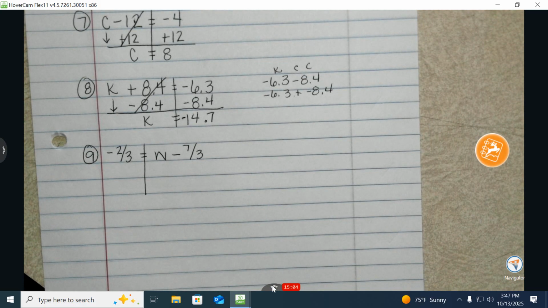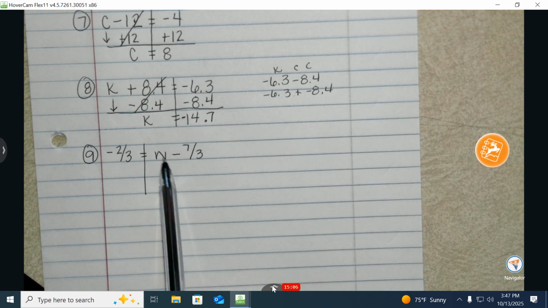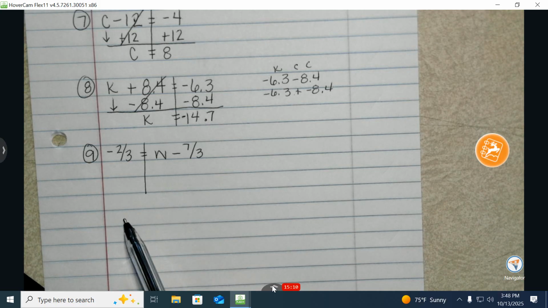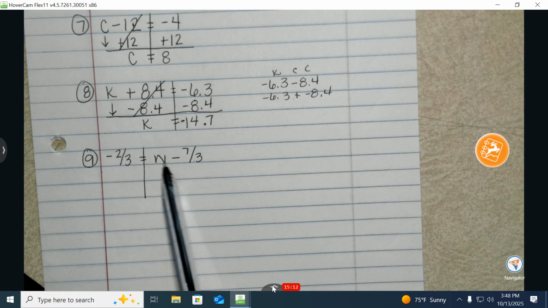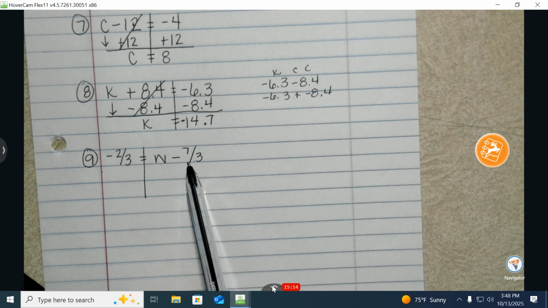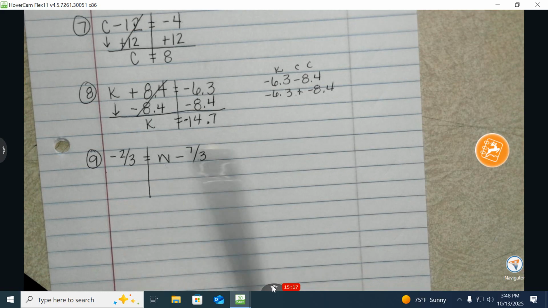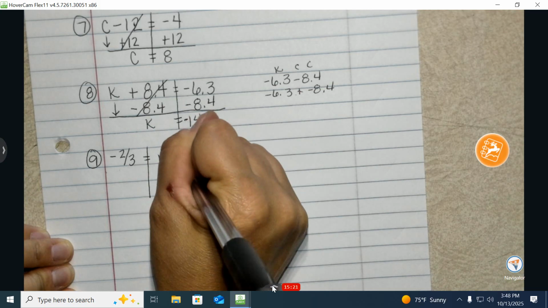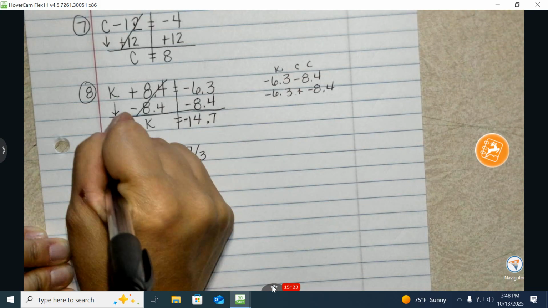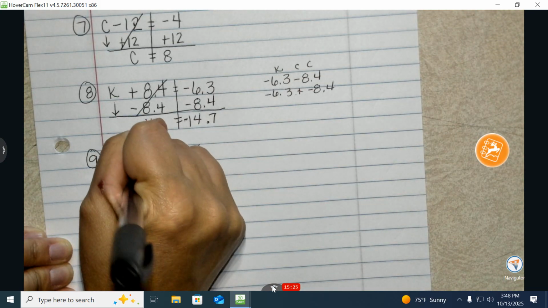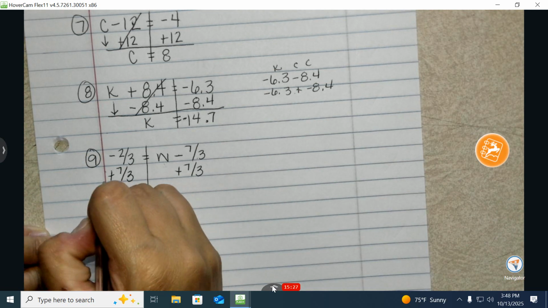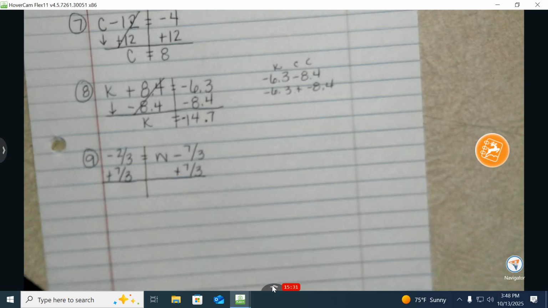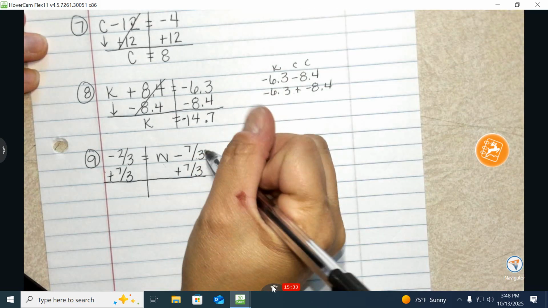All right, number 9. It looked different because the variable is on the right-hand side instead of the left, but it is still the exact same process. You're going to move everything away from the variable. So since it's on this side, we're going to move it to the other side. So instead of subtracting 7 over 3, we're going to add 7 over 3. And again, it doesn't matter which side the variable's on. Typically, you see it on the left-hand side. But if it is on the right, you're still going to do the math the same way.